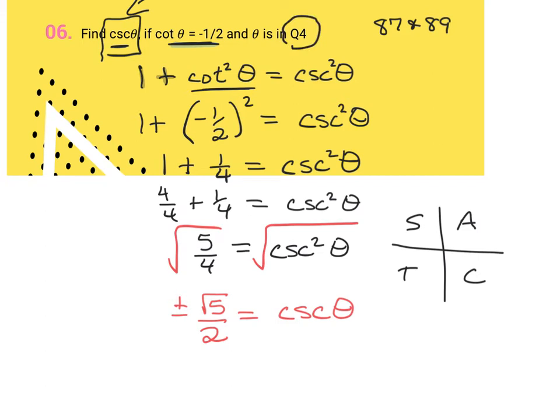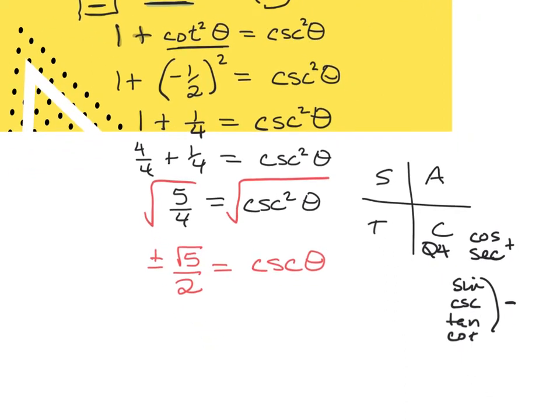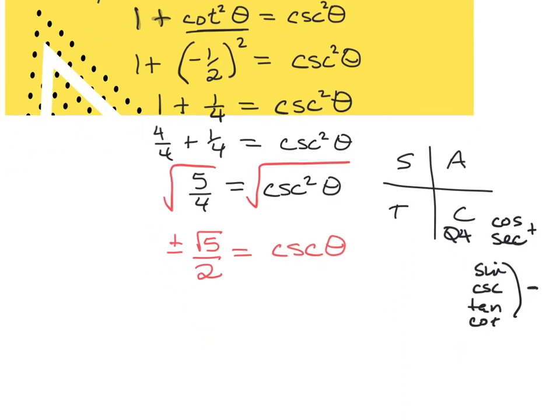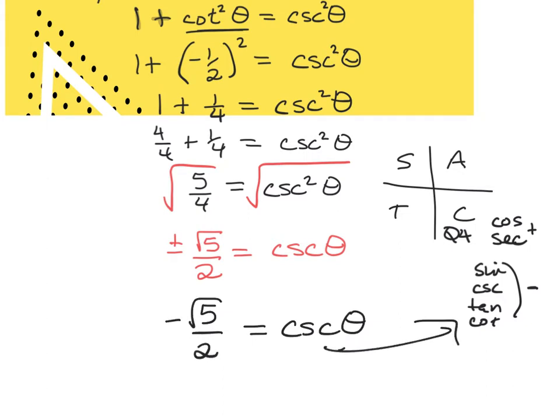In quadrant 4, the only thing that's positive, this C for calculus, stands for cosine and secant. The other 4, sine, cosecant, tangent, and cotangent, are all negative. So because those are the only ones that are positive in quadrant 4, for my answer here, I'm only keeping the negative square root of 5 over 2, because that's what's negative in quadrant 4. So that's your answer.